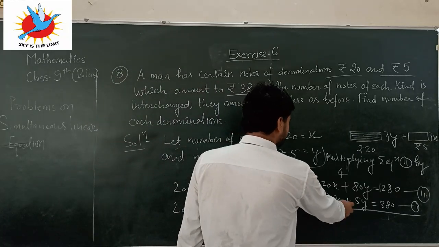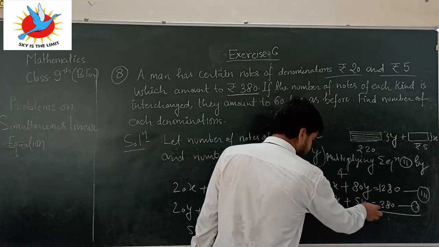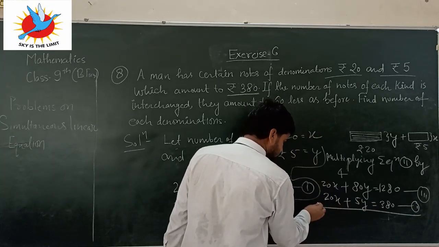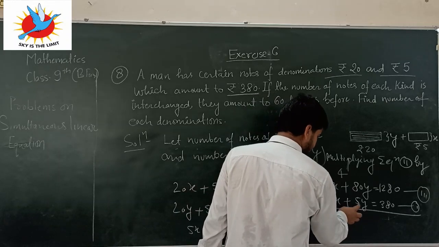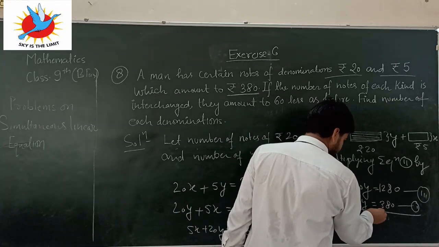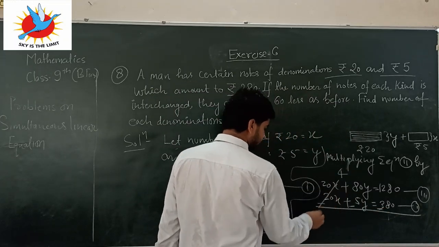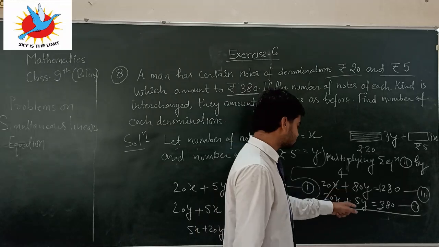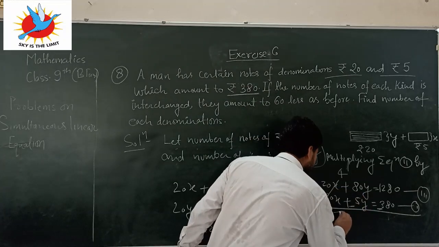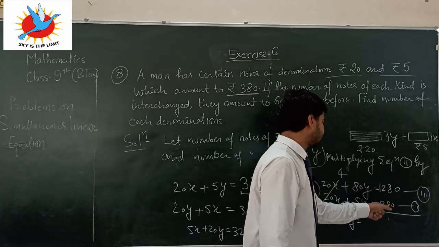If we subtract equation 1 from equation 3, the signs will be changed. In equation 1 the first term is positive, so this will become negative. The second term is positive, so this will be negative, and this positive will also become negative. Now 20x minus 20x will get cancelled out. We will get 80y minus 5y, that is 75y equal to 1280 minus 380.